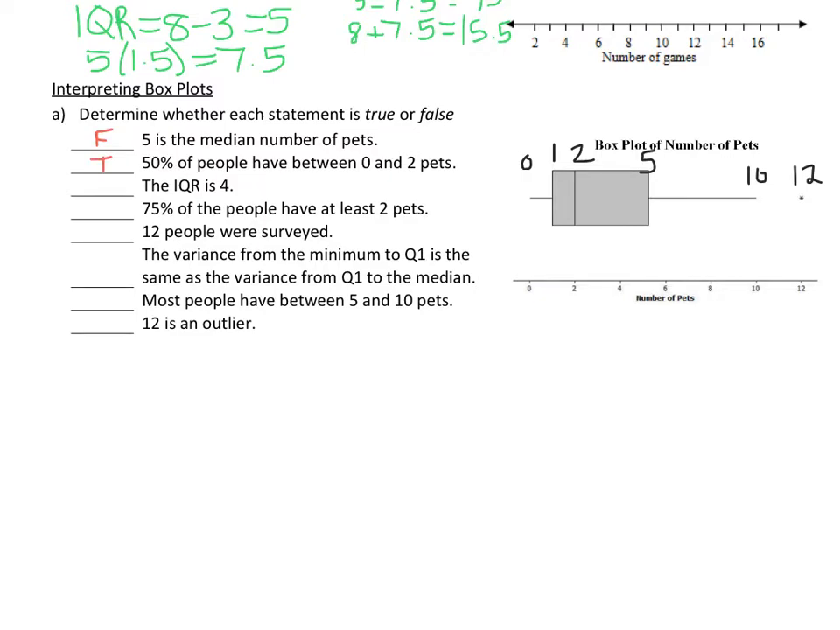The IQR is 4. To find the interquartile range, we subtract our quartile 3 minus quartile 1. So 5 minus 1 is 4. Yes, the interquartile range is 4. That is true.